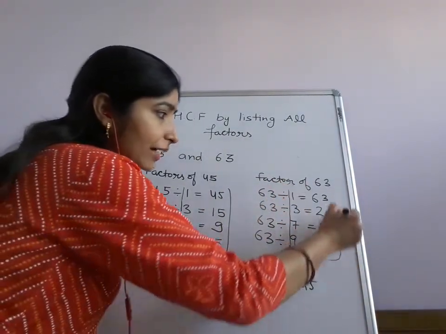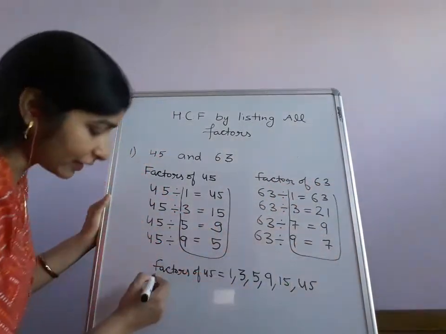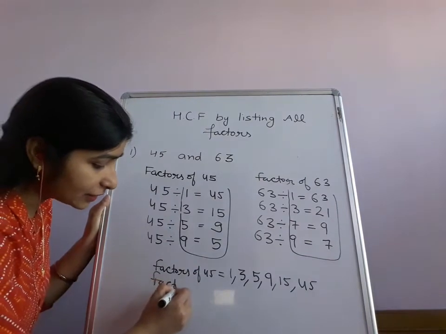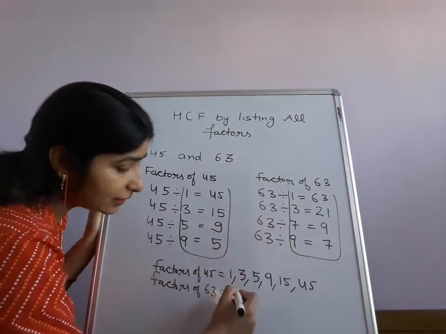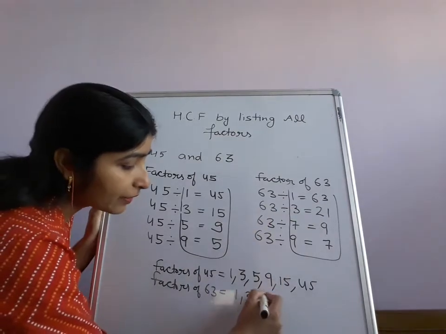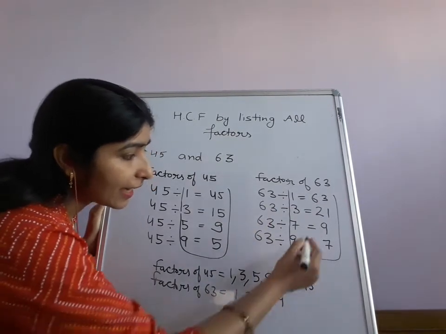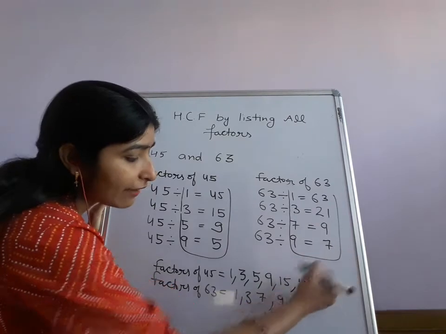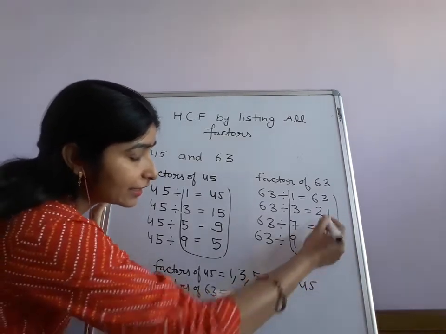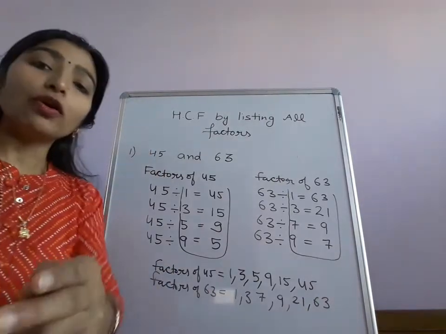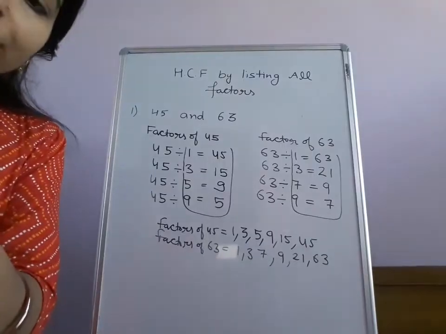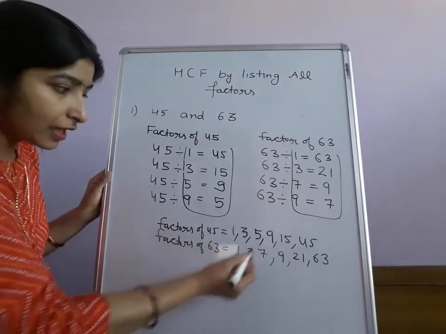So now you will write these numbers. These are the factors of 63 is equal to 1, 3, 7, 9. Then you will move here, 7 you have written, 9 we have written. Now 21 and 63.